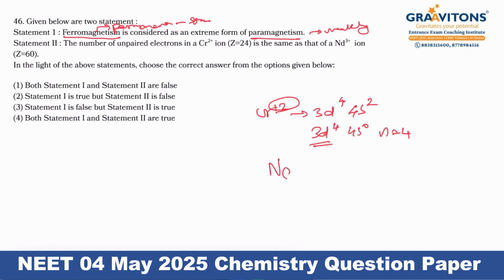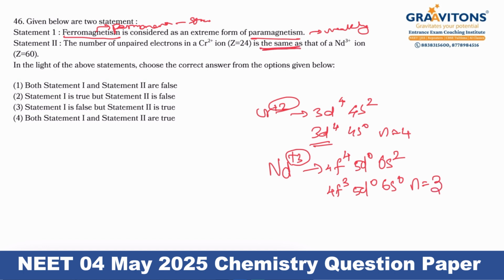And if you go for neodymium, which is a plus 3 f-block element, you can find the f orbital has 4 electrons, with 5d0 and 6s2. If it loses 3 electrons, the configuration becomes 4f3, 5d0, 6s0, and hence the number of unpaired electrons is 3. So the statement that it is the same as neodymium 3+ ion is not possible. So statement 1 is true, but statement 2 is false.